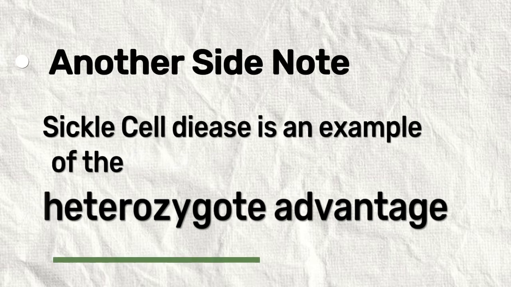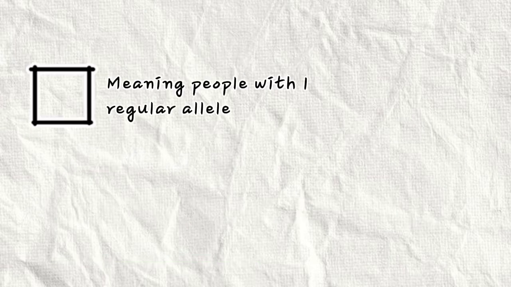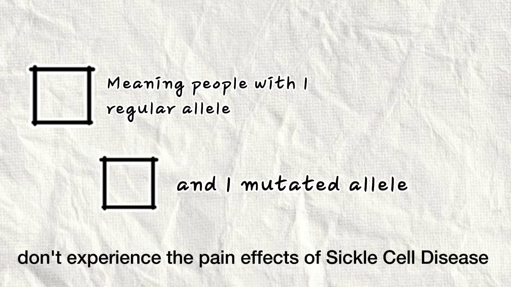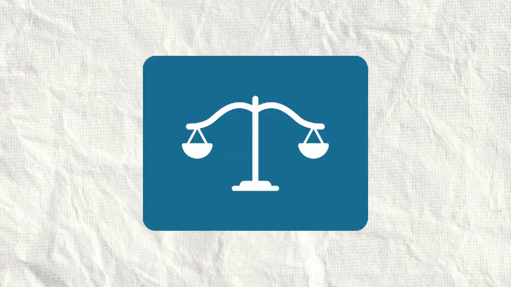I'm sweating already. Another side note, sickle cell disease is an example of the heterozygote advantage. So people with one regular allele and one mutated allele do not experience the painful effects of the disease, but they do get some protection from malaria. That's a win-win situation in my books.